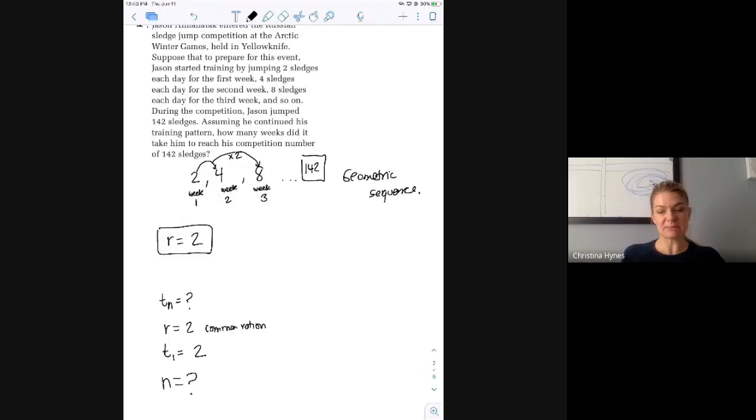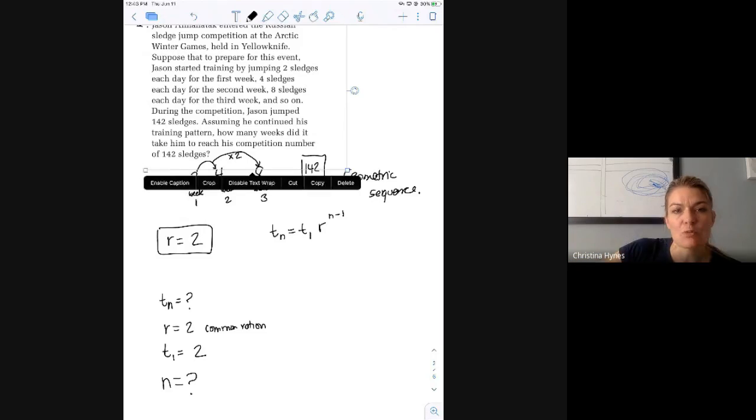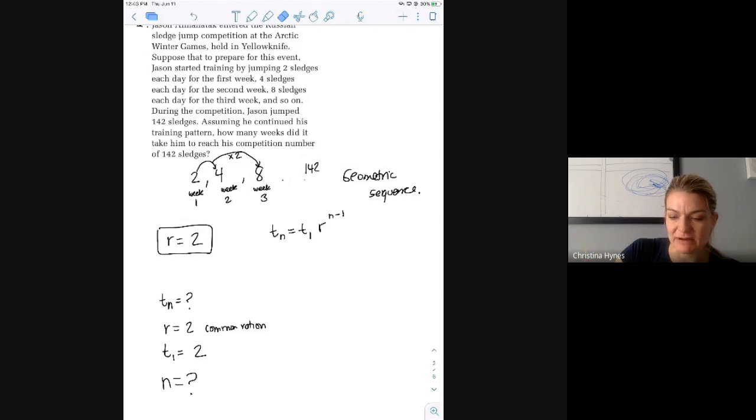So if we're talking about geometric sequences, on our formula sheet, we have a formula that is Tn equals T1 times R to the power of N minus 1. So this is the formula we use when it's a geometric sequence, and we're just trying to find out when does 142 happen in that sequence. When is this going to happen right there? 142, okay? So that is the equation that we would use for that.